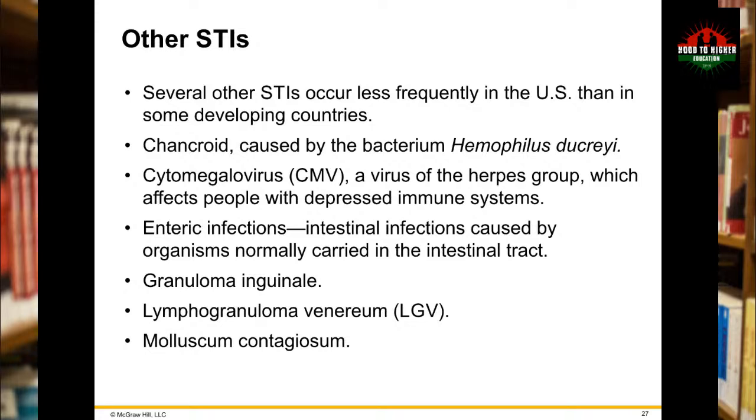So, other STIs. Several other STIs occur less frequently in the U.S. than in some developing countries, like chancroid, caused by the bacterium Haemophilus, or cytomegalovirus, also known as CMV. This is a virus of the herpes group, which affects people with depressed immune systems. So enteric infections, intestinal infections caused by organisms normally carried in the intestinal tract. Granuloma inguinale, lymphogranuloma venereum, molluscum contagiosum. All of these scientific terms for STIs are challenging to pronounce, as you see.